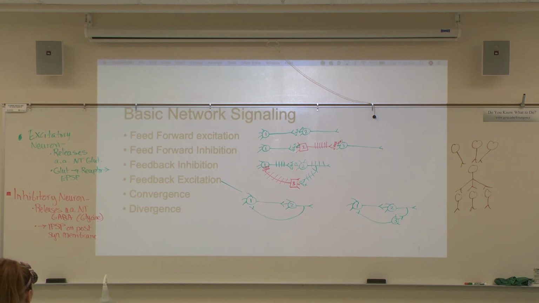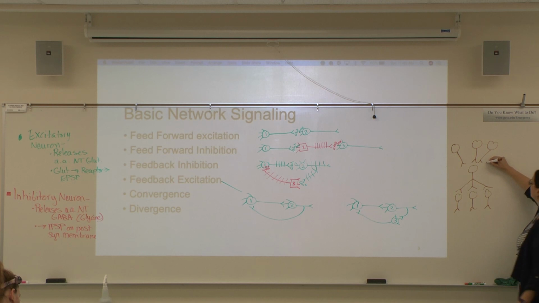Did you have a question? Can you repeat what divergence was? Divergence is one to many. One neuron on one to many. One to many versus many to one. Okay?